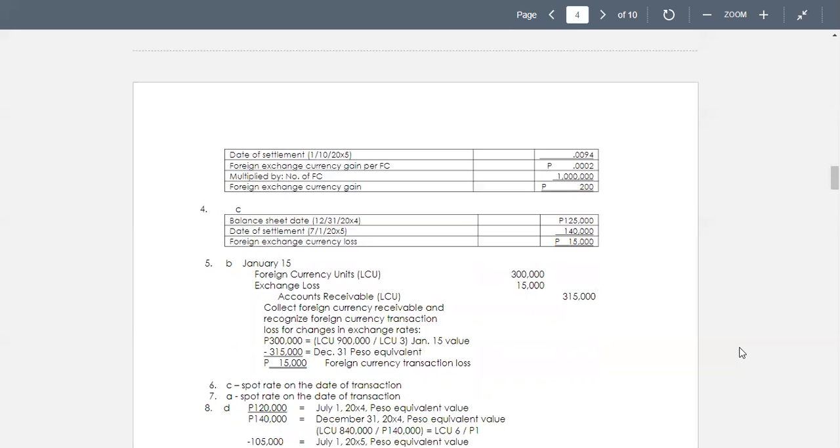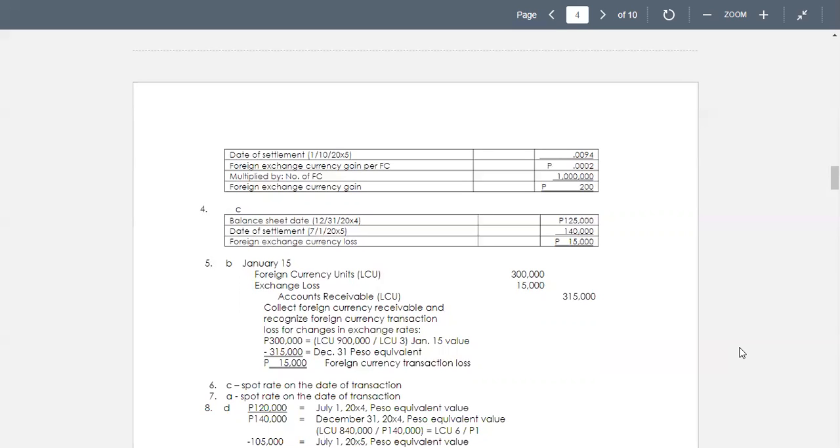Next, number 5. Number 5 here is on January 15, 20x5, the receivable was collected in full when the exchange rate was 3 LCU to 1 peso. The journal entry should make to record the collection of the receivable is.